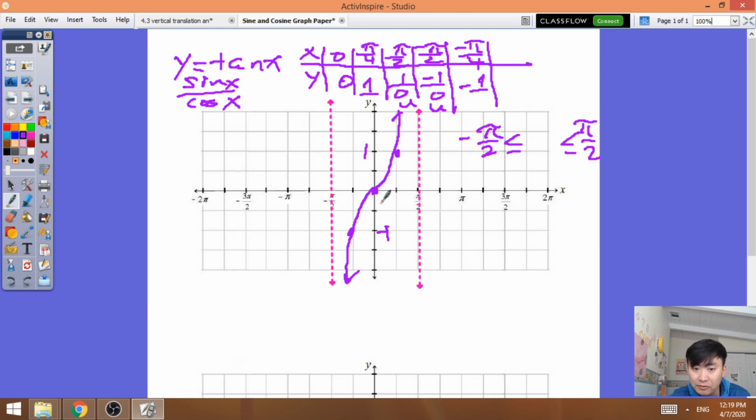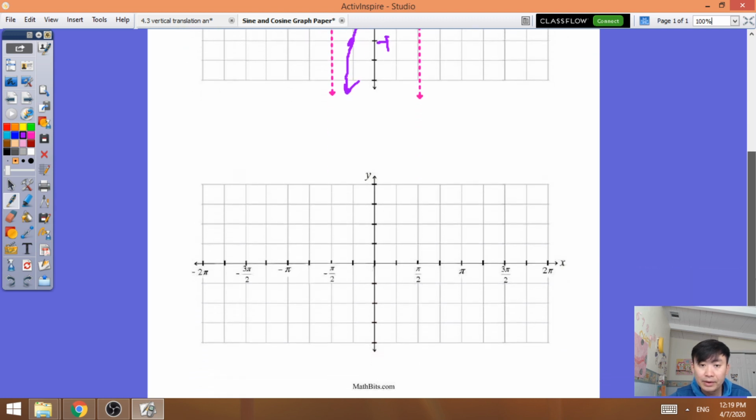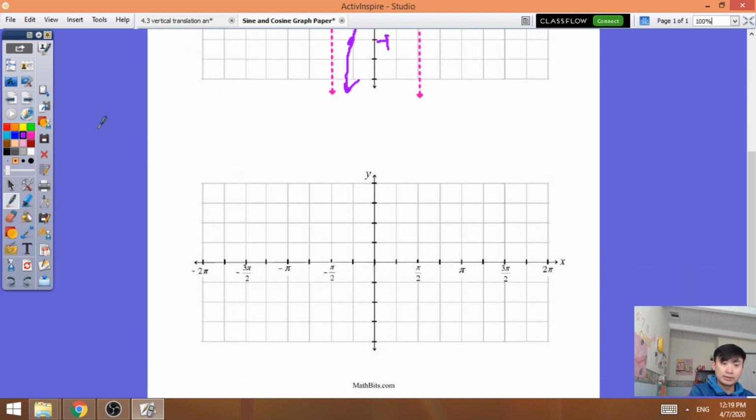And now, what about cotangent? Cotangent is quite similar to this one. We do know that cotangent is cosine of x over sine of x. Again, I need the xy table.